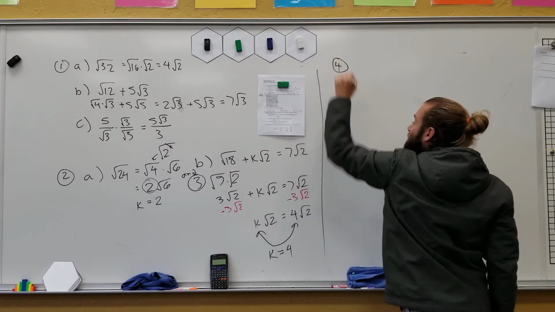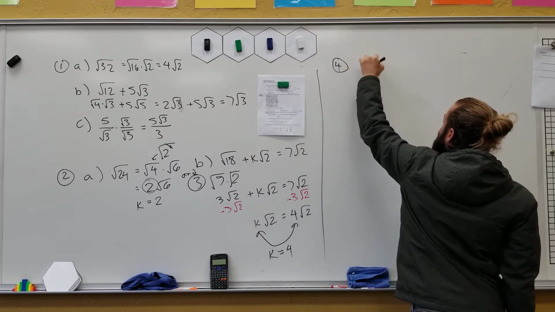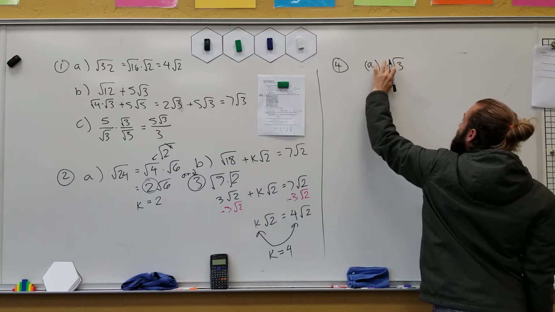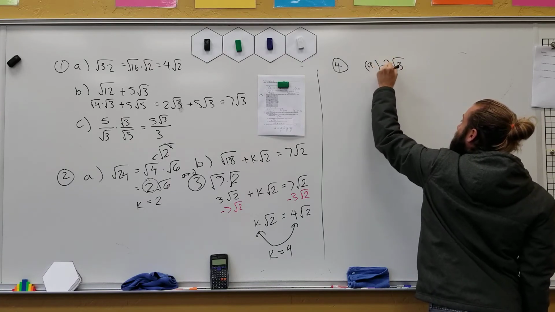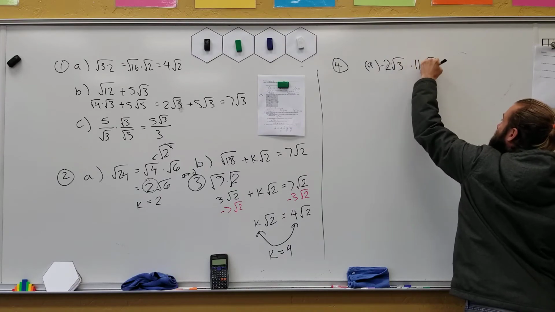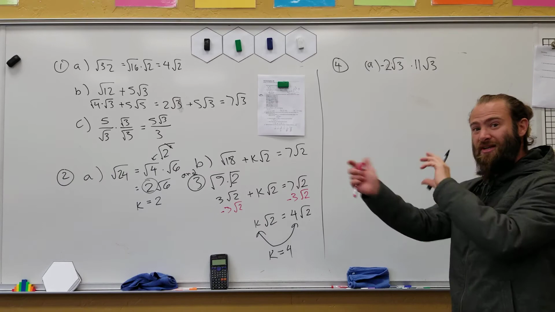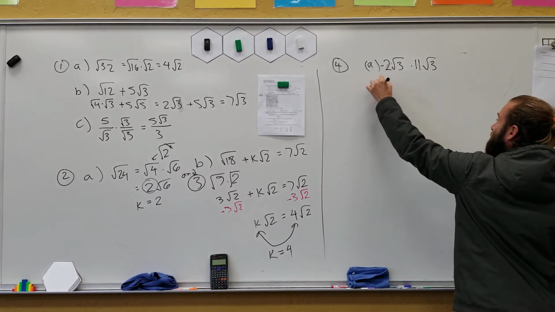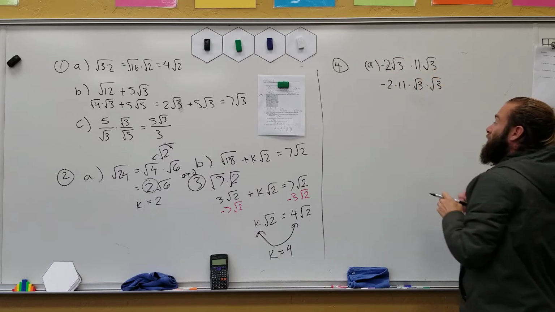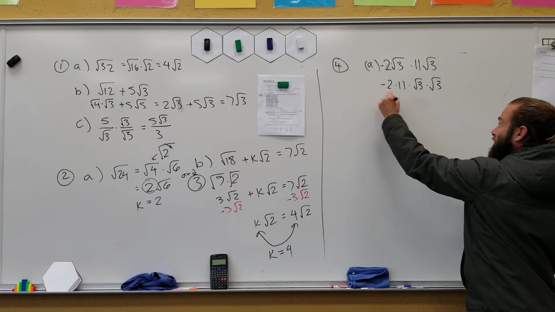Number 4, so we're just doing some more calculations here. Negative 2 root 3, whoops, need to write the negative 2, times 11 root 3. And I want you guys to remember that this is all just one big string of multiplying. So we can rearrange anything and put it together. So we can see the negative 2 times 11 is negative 22.